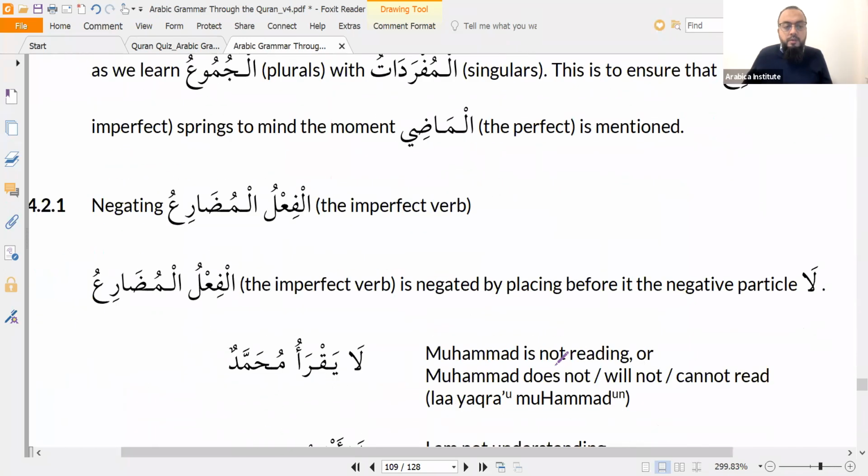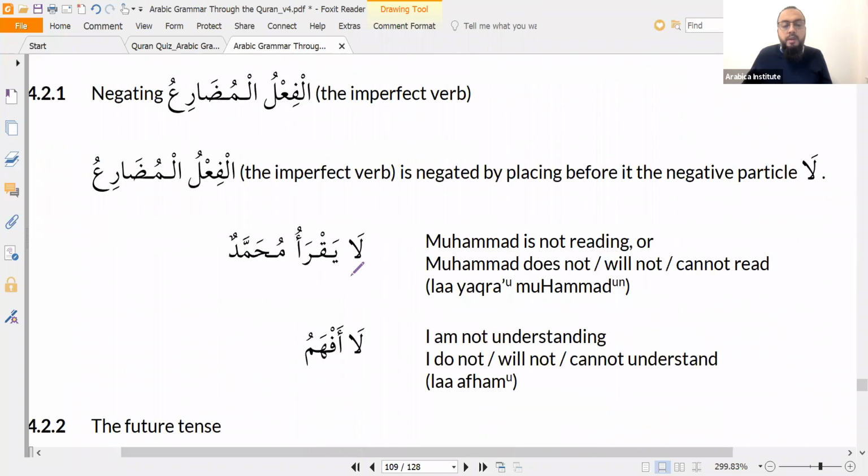Okay, let's move on. Right, how do you negate the imperfect verb? You negate it with la: la yaqra'u Muhammadun, or la afhamu, I don't understand. So the basic negation of the verb is la. However, as I've told you before, you can also negate the imperfect verb with ma. And this is replete in the Quran. It appears many, many times in the Quran where we negate an imperfect verb with ma.